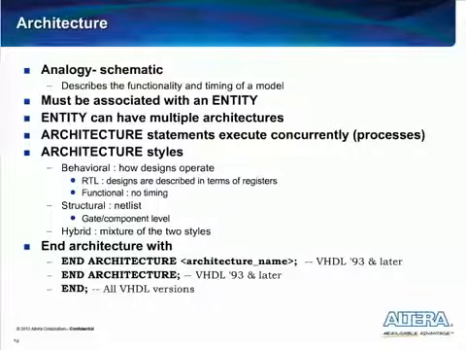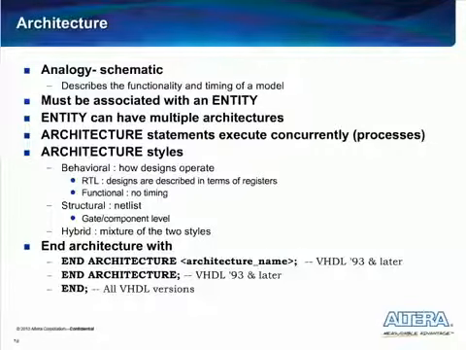Within an architecture are implied and explicit processes that execute concurrently. We'll be discussing processes in a bit. When coding an architecture, there are two methods that can be used: behavioral, with the design described with an RTL and functional coding style; structural, which connects gates and components together like a netlist or a mixture of both.